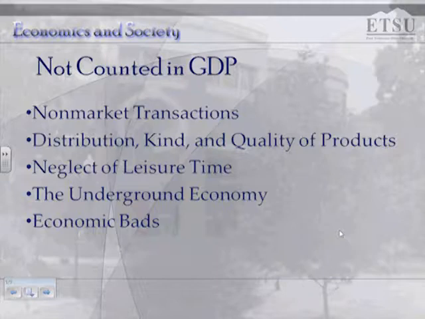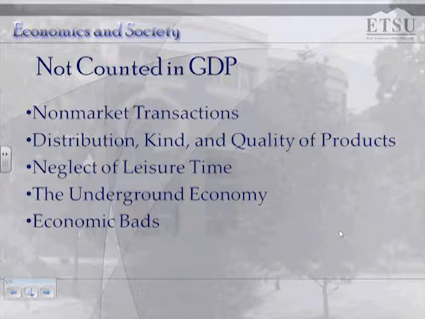Non-market transactions. So my wife and I might hire a babysitter to come watch our kids, and we might pay up to $10 an hour for a babysitter, and this is a cash transaction that would not be recorded in GDP. There are other things.